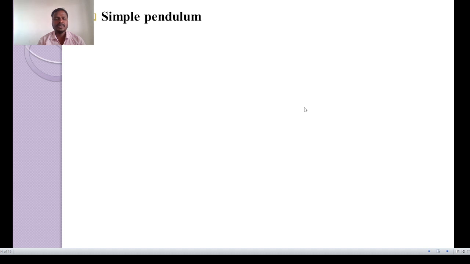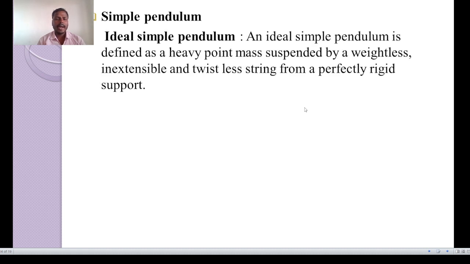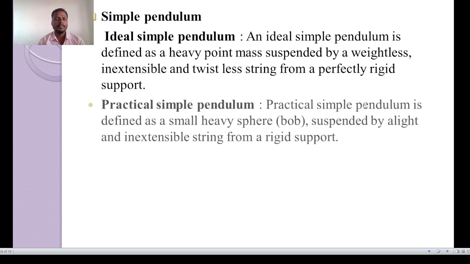Now the next point is the simple pendulum. An ideal simple pendulum is defined as a heavy point mass suspended by a weightless, inextensible and twistless string from a perfectly rigid support. It is impossible to maintain such an ideal simple pendulum. The practical simple pendulum is defined as a small heavy sphere, that is the bob, suspended by a light and inextensible string from a rigid support.